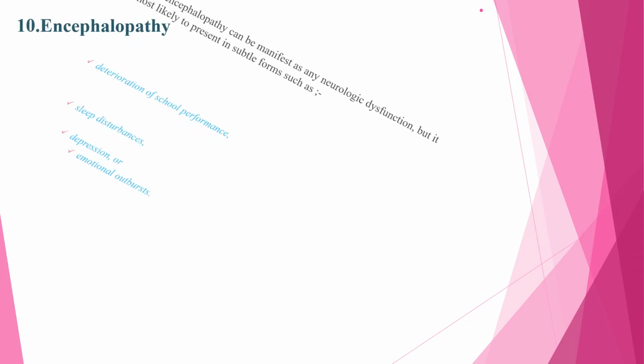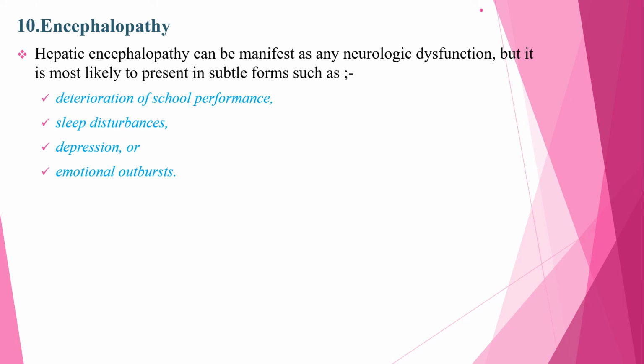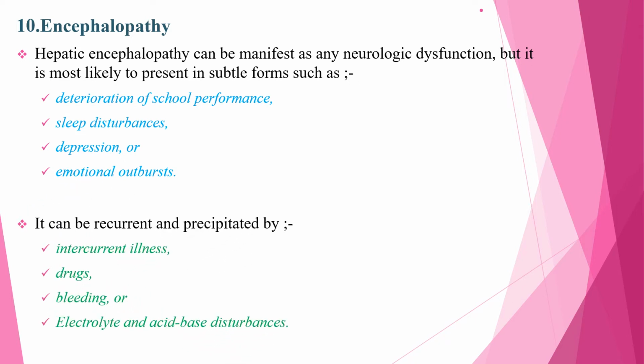The other is encephalopathy. Hepatic encephalopathy can be manifested as any neurologic dysfunction, but is most likely to present in subtle forms such as deterioration of school performance, sleep disturbance, depression, or emotional outbursts. It can be recurrent and precipitated by intercurrent illness, drugs, bleeding, or electrolyte and acid-base disturbances.